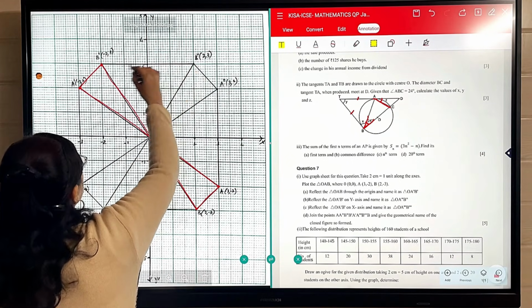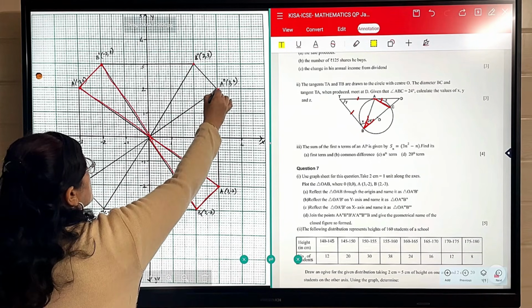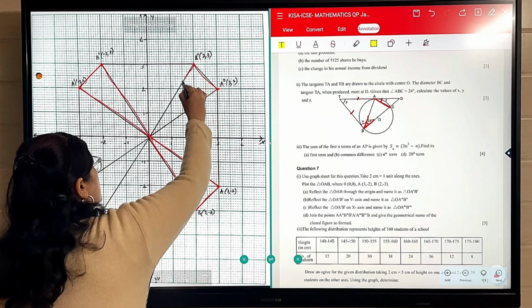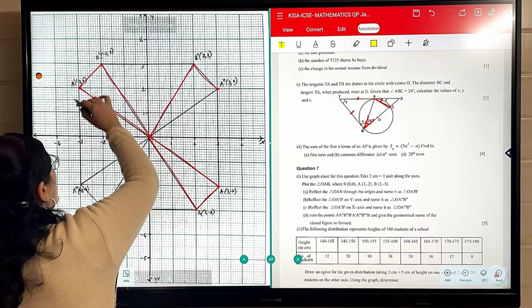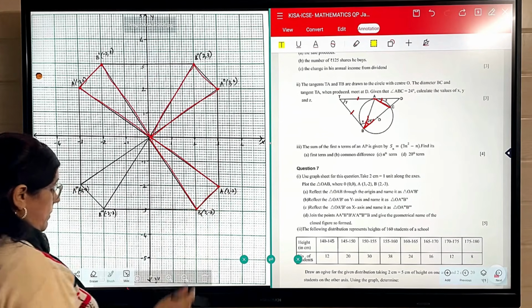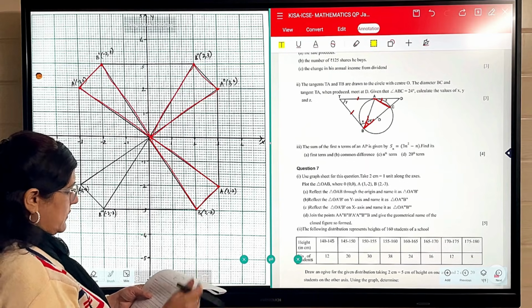So this is B'', reflection of B', and A'', reflection of A'. So this is our reflection of triangle OA'B' and it will become now OA''B''. Now in C part, reflect OA'B' on x-axis.